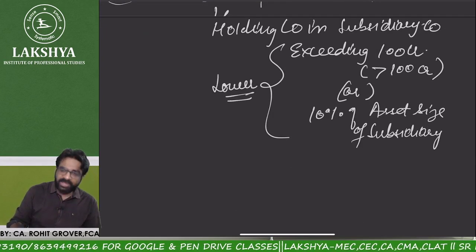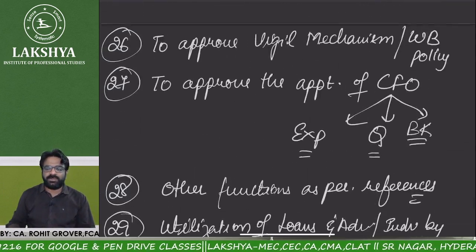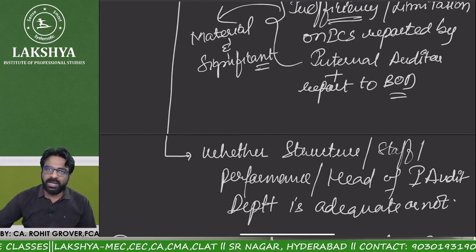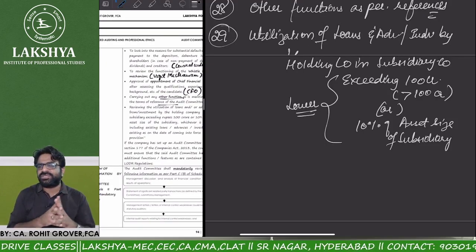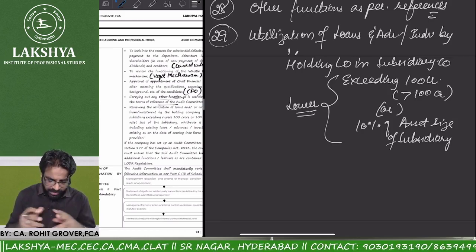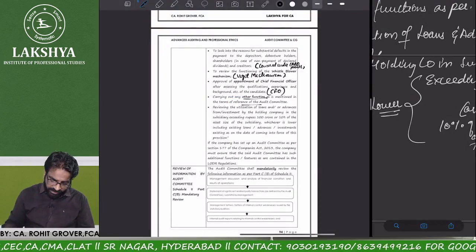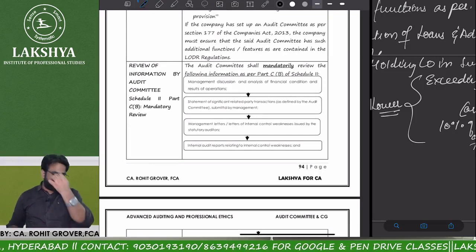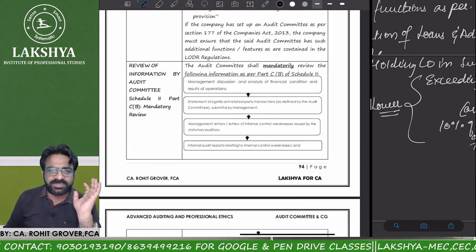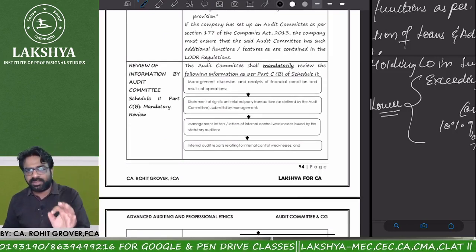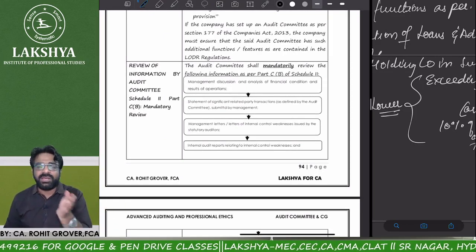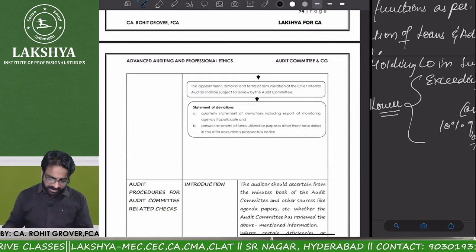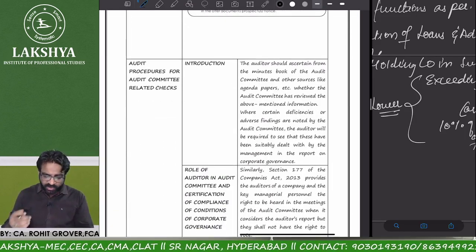So with that, all the functions of the audit committee are finally over, right? So in the audit committee, what we are left with, which we are going to cover in the next lecture, is the review of information by the audit committee. Let me tell you one thing, so many times this question has been asked: review of information by the audit committee. What kind of information is mandatorily required to be reviewed by the audit committee in listed companies? There are total 6 reviews, and then we are going to understand audit procedures for the audit committee related checks.